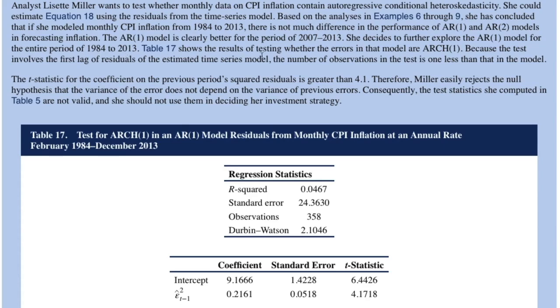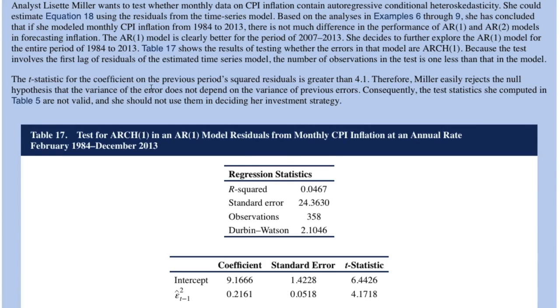Table 17 shows the results of testing whether the errors in that model are ARCH1. Remember, to test ARCH1, what are we doing? We're running an AR1. We're saving the residuals. We're then squaring the residuals and regressing that against the first lag of the error term. So the intercept, and here, of course, is our first coefficient, the coefficient that goes with the variable, which is the estimated value, t minus 1. It's one lag behind, right? And here are our t statistics. We have a significant t statistic. So let's see what we have.